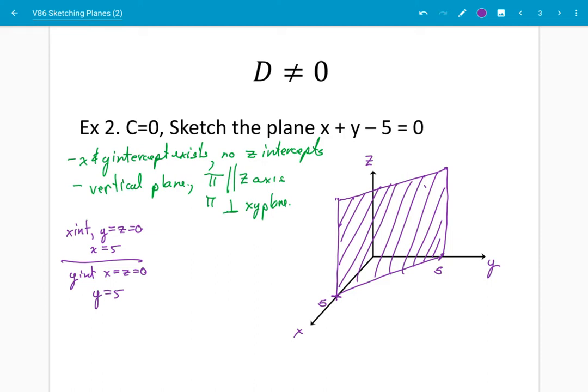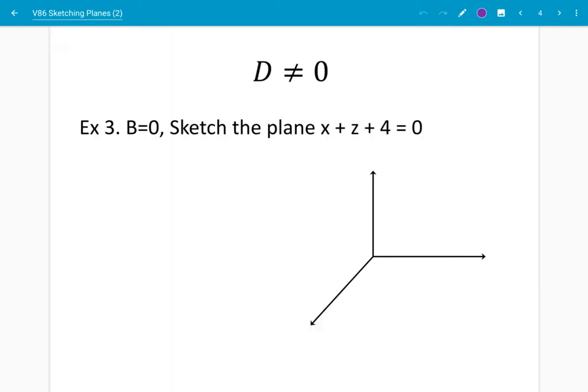Okay. Try the next example. Pause the video, give it a try. It's similar to the one we just did. See if you can describe it and sketch it. Okay. This will have an x-intercept when y and z are both 0, and x is equal to -4. There's the x-intercept. The y-intercept happens when x and z are both 0.